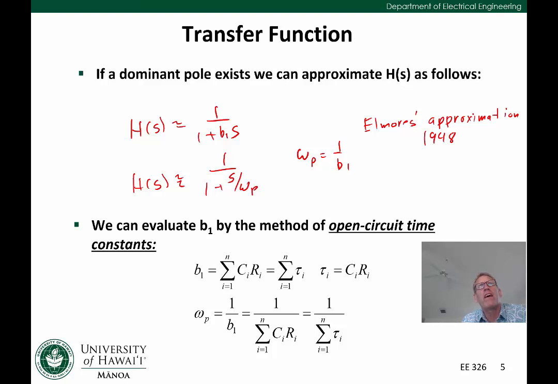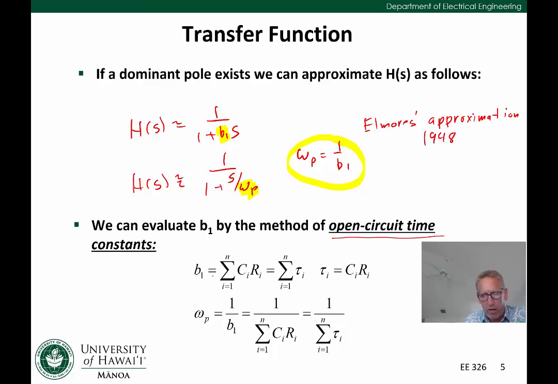Now, the method of open circuit time constants allows us to calculate, or approximate, what this b1 value is. If we can figure out what b1 is, then we can figure out what omega p is because of this relationship between omega p and b1, and we get an approximation for the dominant pole, or the lowest frequency pole.